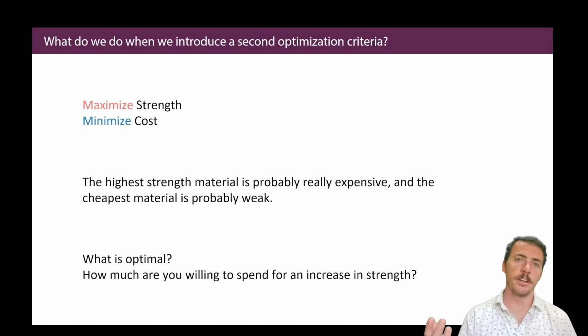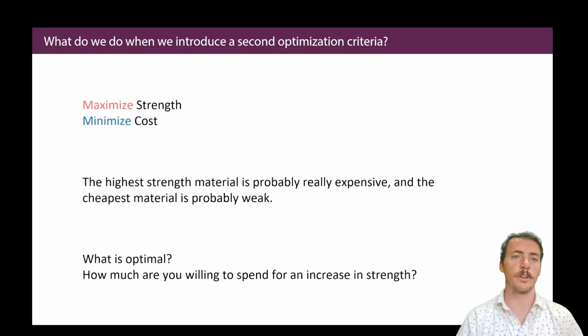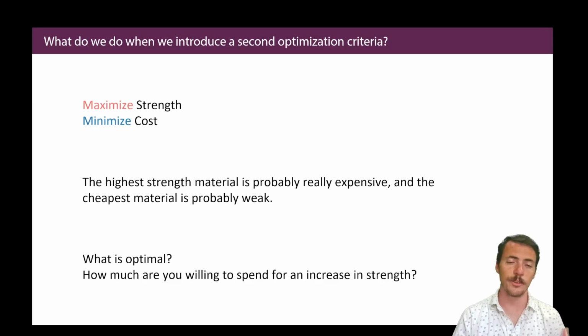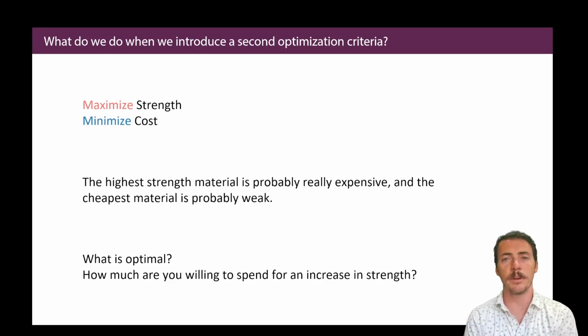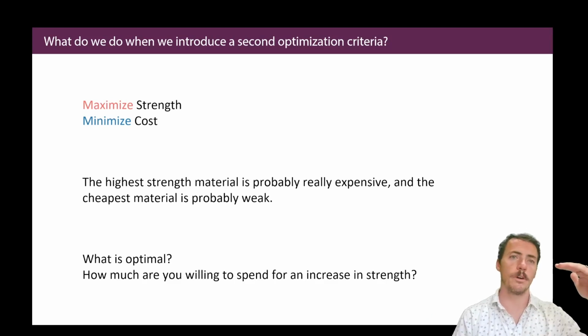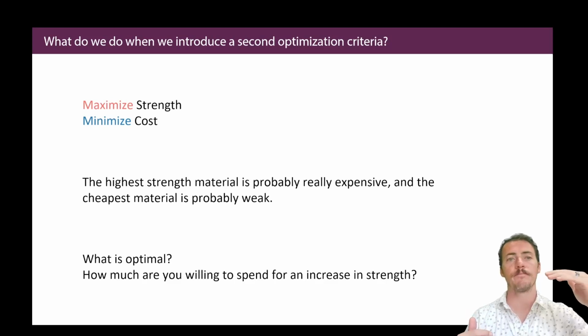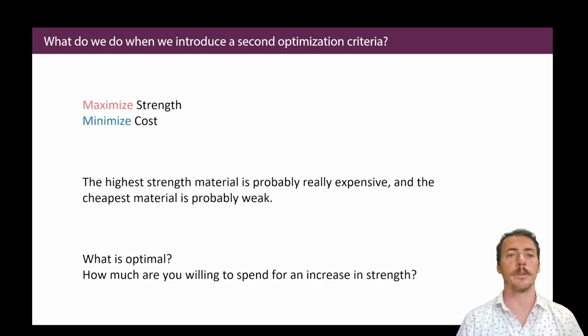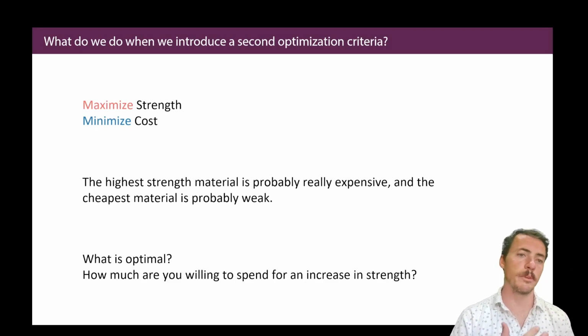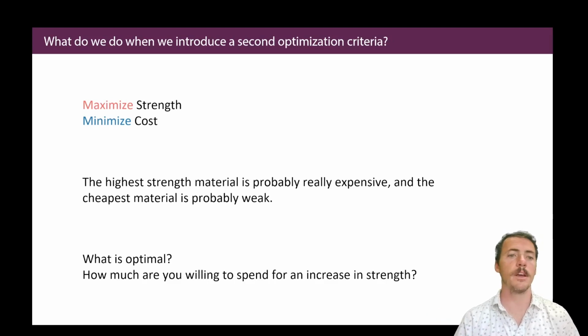Now, it gets complicated. I imagine you could see really quickly how this can get harder. Like, what if you care about more than just a single property, which is always the case, right? What if it's not just strength, but it's also cost? You want to maximize one, minimize the other, right? The highest strength material is probably really expensive. The cheapest material is probably really weak. It's a common scenario. So what is optimal?